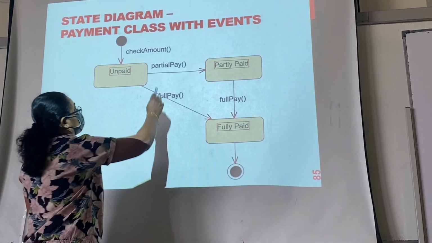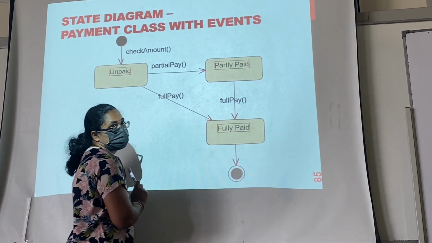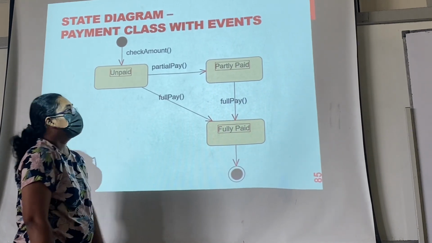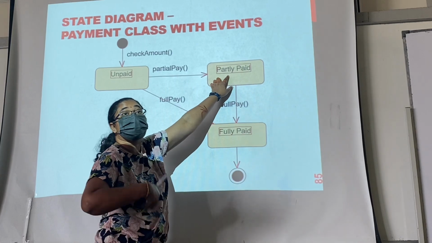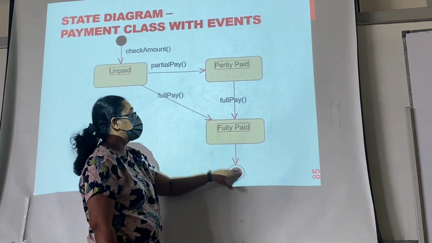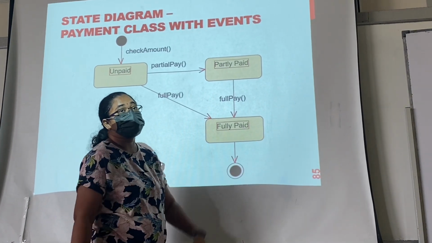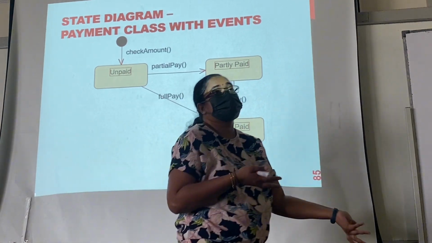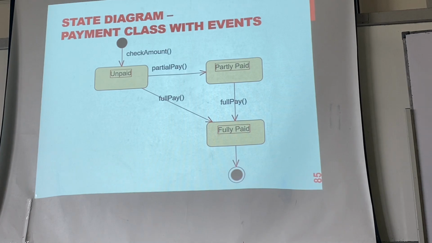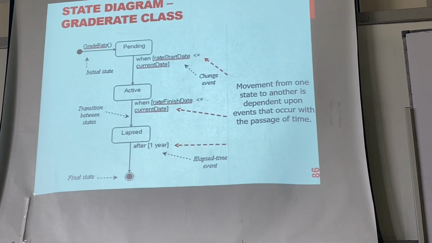So after that, partially paid is a state changed from unpaid. If fully paid, then change to fully paid. From partially paid also, you can always perform the full payment and become fully paid. After fully paid, what is the meaning of this? It means the object is killed. Once you pay, the object no longer exists. So that's the meaning. Okay, clear? Okay, this is how you do your state chart diagram. Okay, let's look at another example.